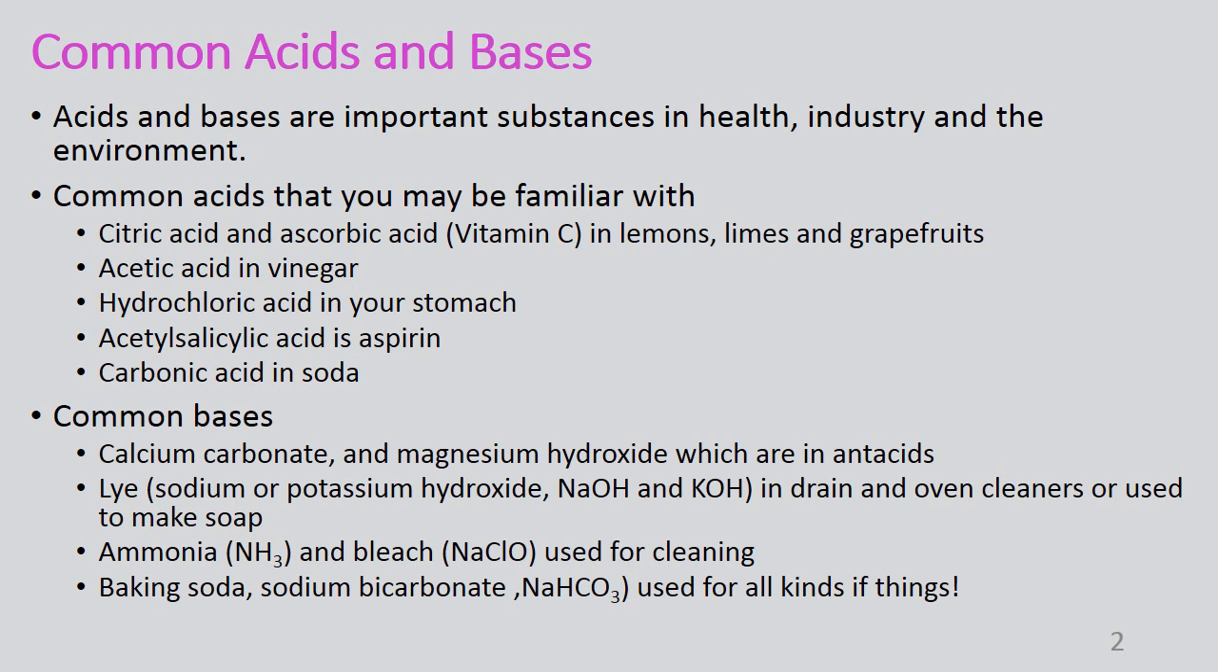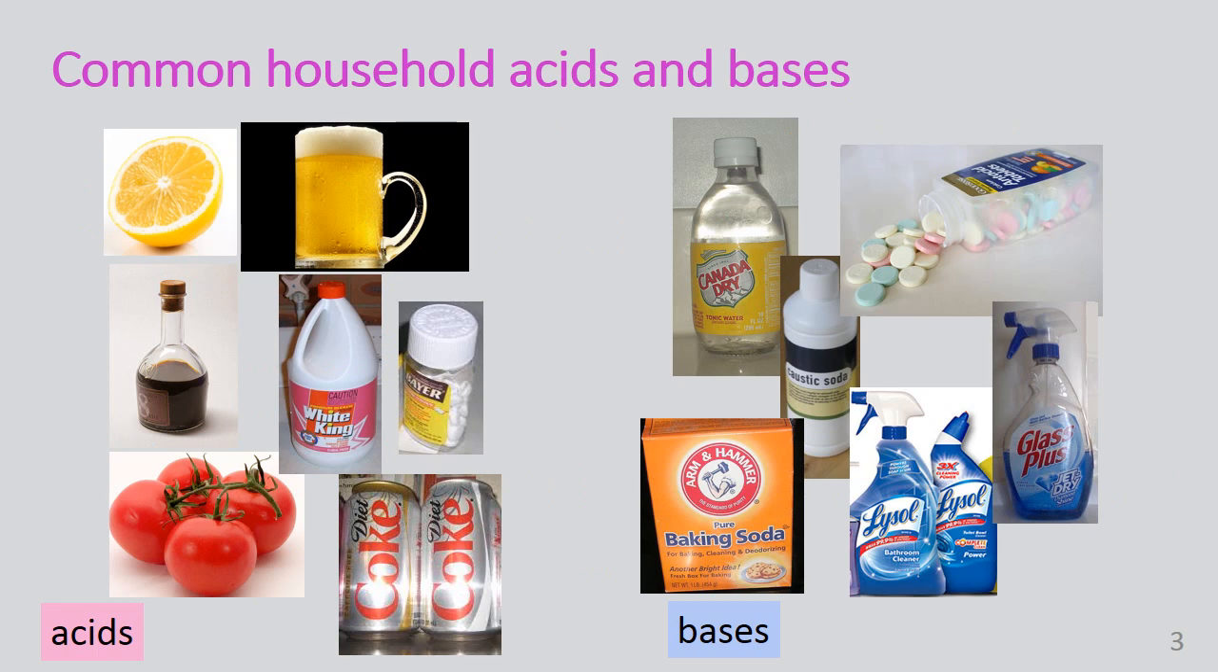Some of the common bases that you're familiar with are calcium carbonate or magnesium hydroxide, which are in antacids. Lye is sodium hydroxide. It's often found in drain cleaners, oven cleaners, and used to make soap. Ammonia and bleach are both bases, and baking soda, which is sodium bicarbonate, is also a base. So here's just some pictures of some of the acids and bases that you're familiar with.